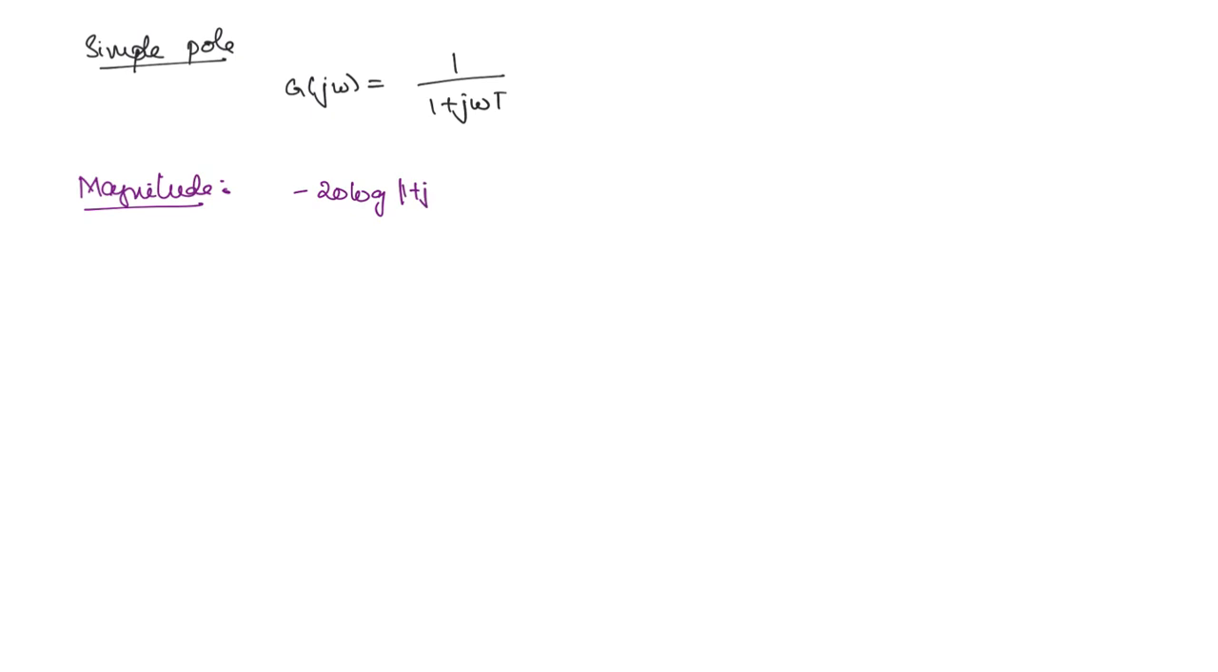Next, let us consider a simple pole. That means G of j omega is equal to 1 by 1 plus j omega t. First we will consider the magnitude plot. So in fact, this is going to be almost similar to the simple 0. What is the magnitude here? Instead of plus 20 log 1 plus j omega t, we have minus 20 log 1 plus j omega t. This minus here is the only difference. Okay. So then with the same explanation, we are going to get the plot. So we can directly draw the plot.